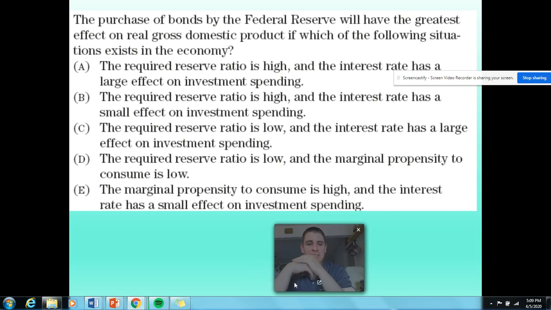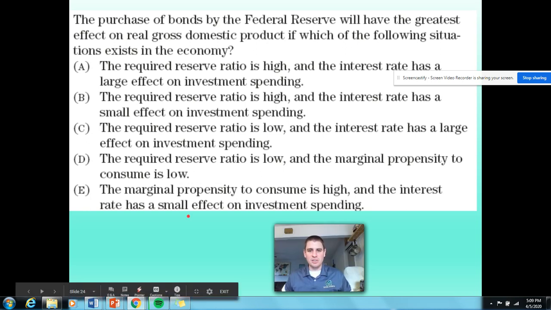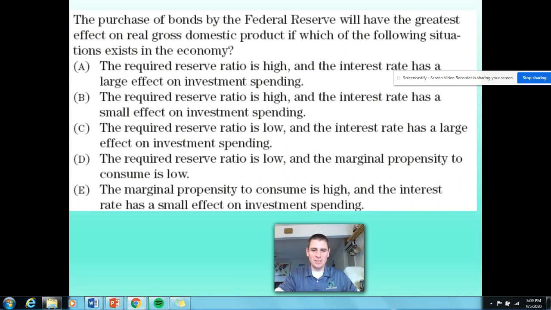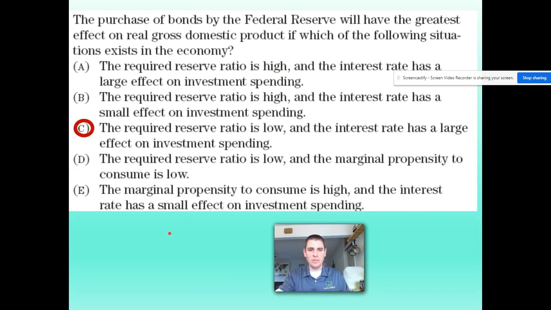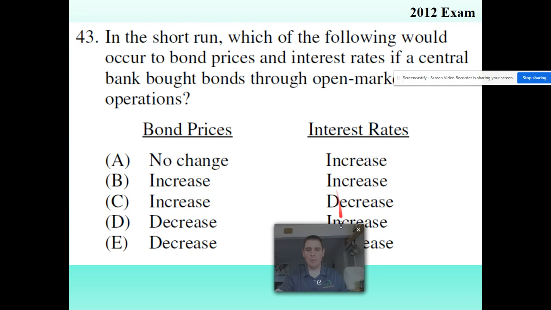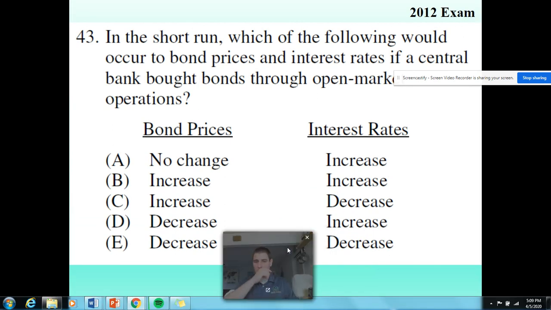The marginal propensity to consume is low? We want a high MPC. We want more spending, more of that money circulating within the economy. The marginal propensity to consume is high. Okay, that's good. And the interest rate has a small effect? No. So that's the reason right there. C is correct. Okay, how about this one? Remember, what is the relationship between bonds and interest rates? Pause it, go over it.